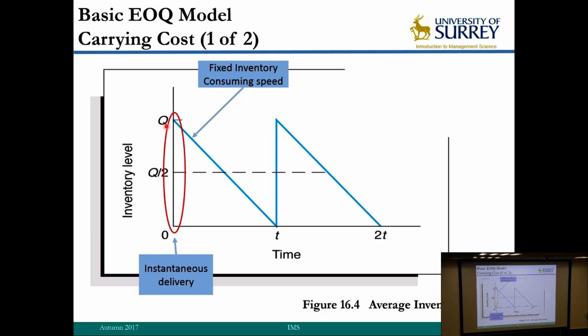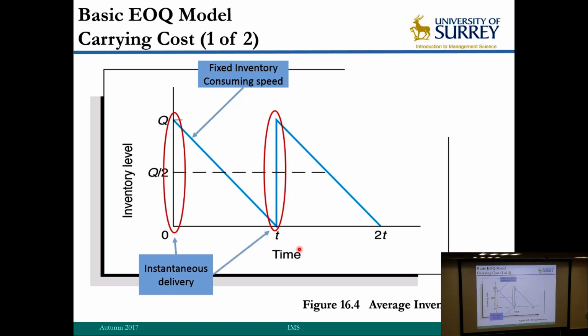We're assuming every day the consuming speed, basically the demand from our customers, is the same. For example, the first day we sell 10 units, the next day 10 again, and the next day 10 again. So every day we sell some products, and the inventory level decreases at the same speed. After some days, our inventory runs down to zero. So when we run out of inventory, we're going to order again.